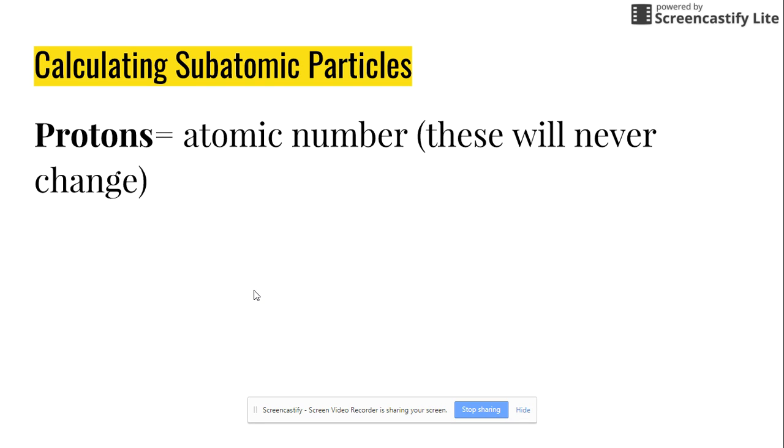So now we need to move into how you know how many of each particle there is. How many protons, how many electrons, how many neutrons? First, the protons are given to you by the atomic number. So if the atomic number is 5, that means there are 5 protons. Now, protons can never change. So if hydrogen has 1 proton, it will always have 1 proton. If you change the number of protons, you're actually changing the identity of the atom. So that's why these have to stay the same.